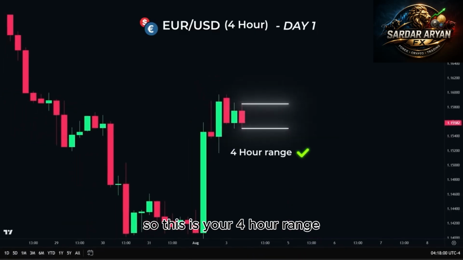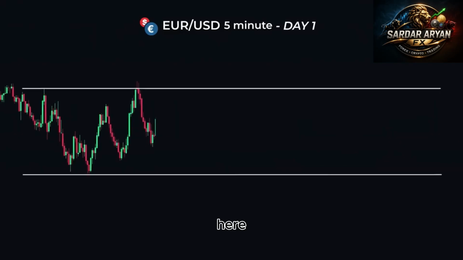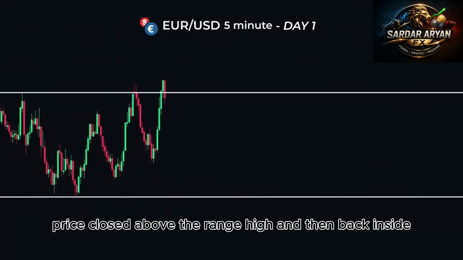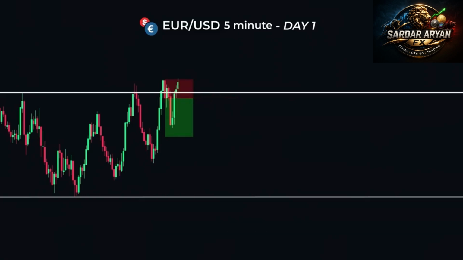So this is your 4-hour range. Next, go down to the 5-minute time frame to look for the setups. Here, price closed above the range high and then back inside. So that is a short setup. Stop loss placed at the highs, take profit at 2 times risk. This trade hits the stop loss, so that's a 1R loss.